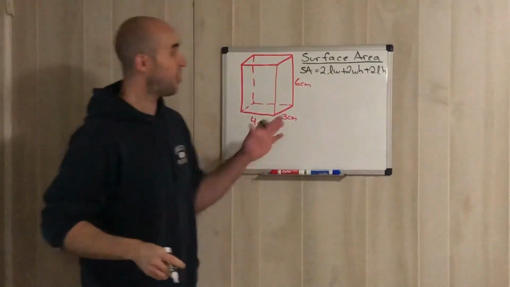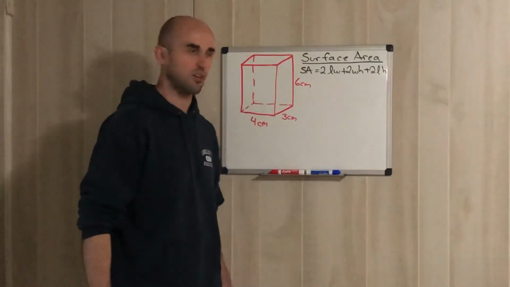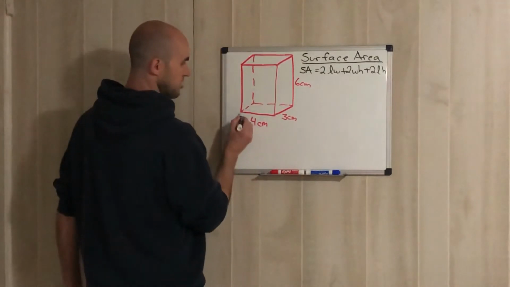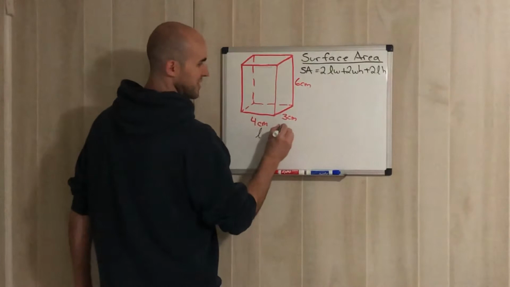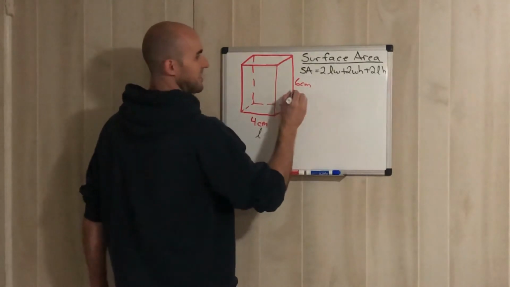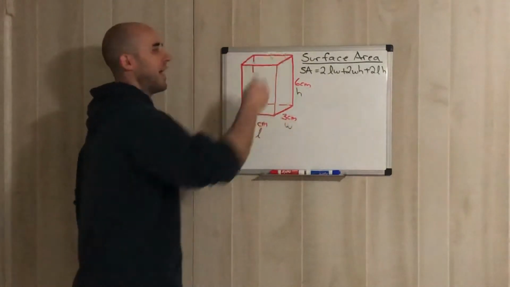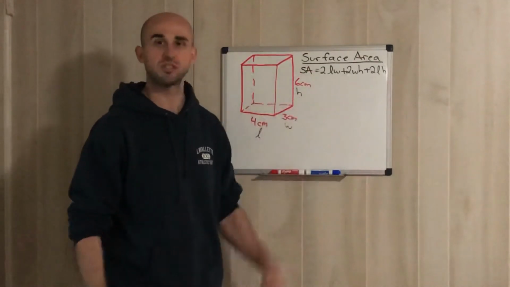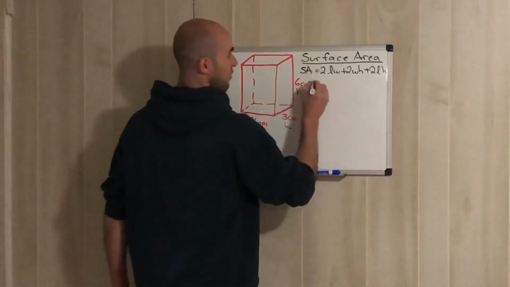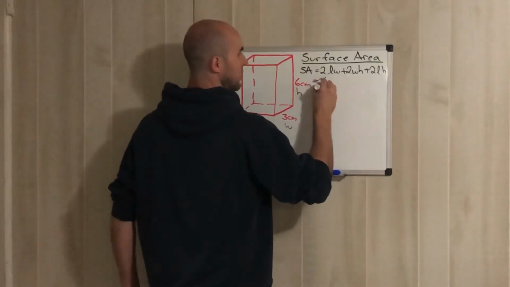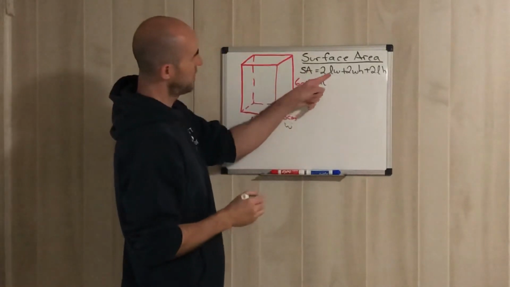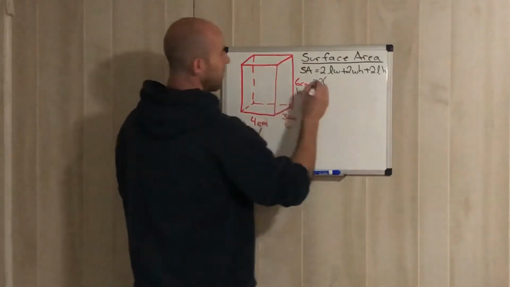And all it is then, it's just substituting the terms. So what we have here is we know that the 4 represents the length, we know that the 3 represents the width, and we know that the 6 represents the height, how high the figure is. And now it's just substituting everything in. So if we're going to work our way through this now, it's going to end up being 2, right? You have 2.